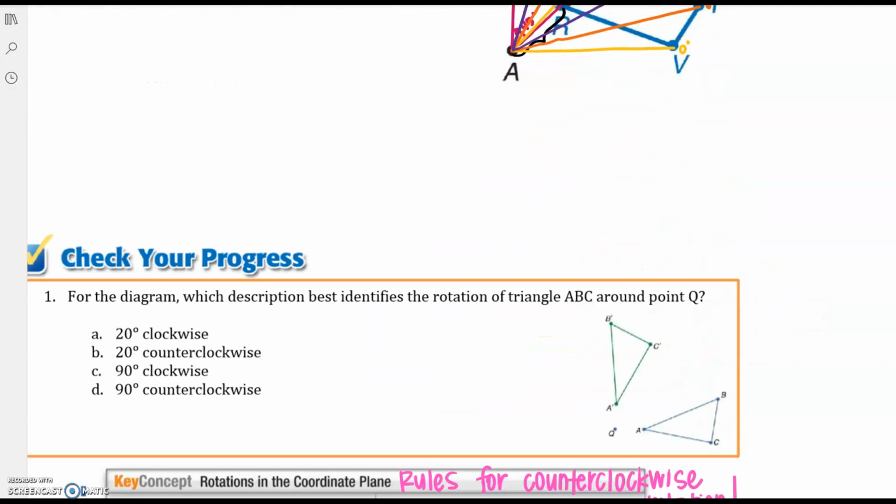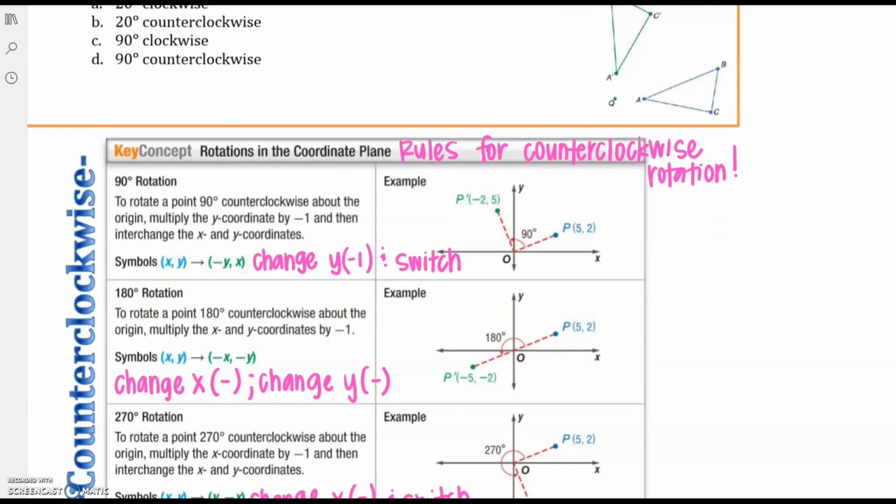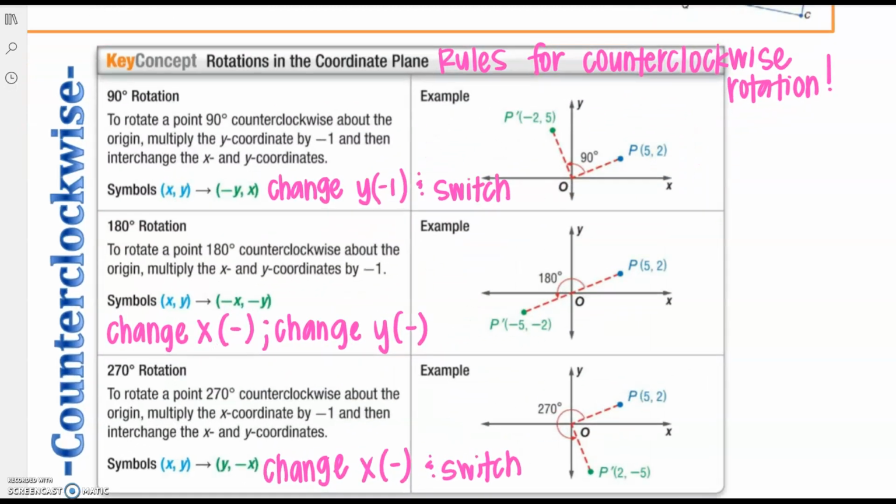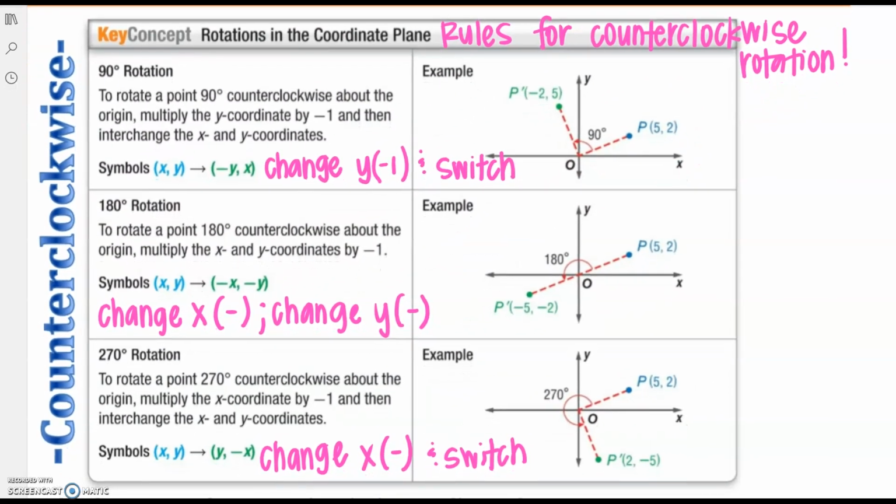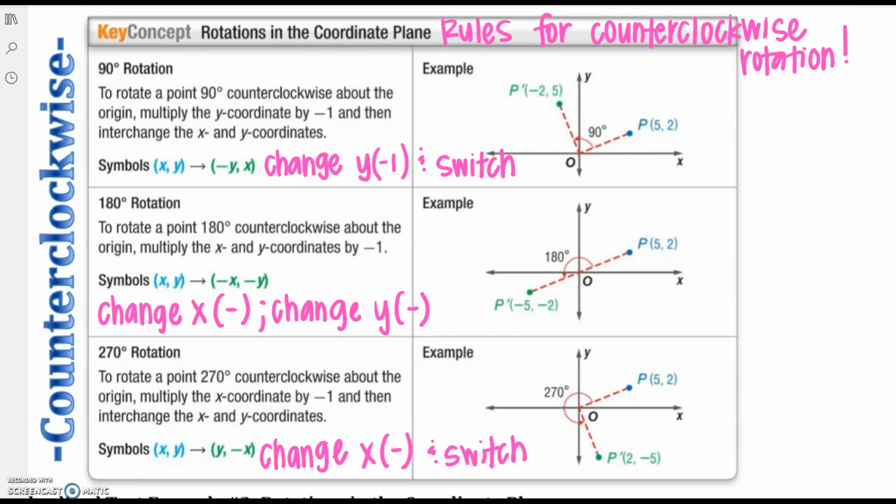All right. So what if we are doing rotations about a coordinate plane? The nice thing is we have some rules that we get to use. So if I am asked to do a 90-degree rotation, and remember these are always counterclockwise, so I'm always going this way about the coordinate plane. I'm going to change my Y, and then I'm going to flip-flop them. So it becomes negative Y, X.